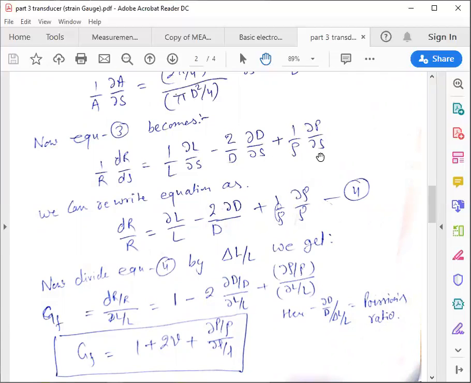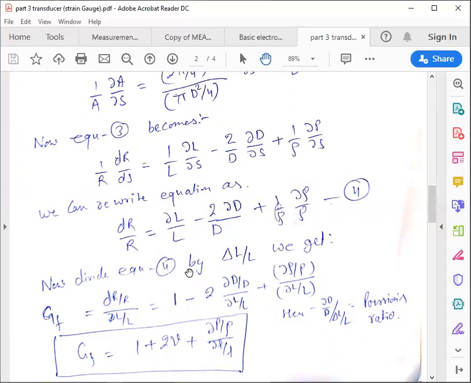Now we have the relation between change in resistance with respect to change in length, change in diameter, and change in resistivity. Now we can rewrite this equation in this form also. How? Because delta S is common in all these terms, we remove this term and we get dR by R is equal to delta L by L minus 2 delta D by D plus delta rho by rho.